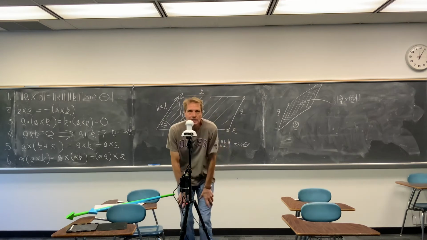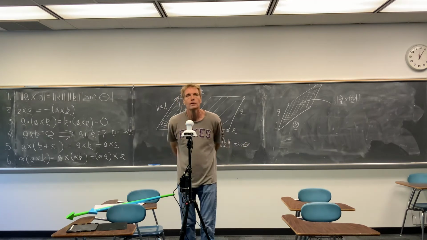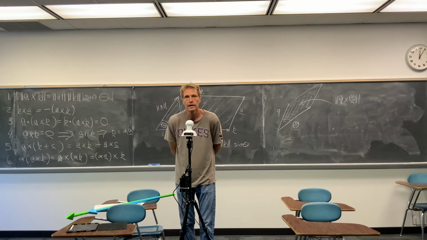Now, as a mathematician, geometrically, the norm of the cross product represents the area of the parallelogram that naturally arises from the two vectors.